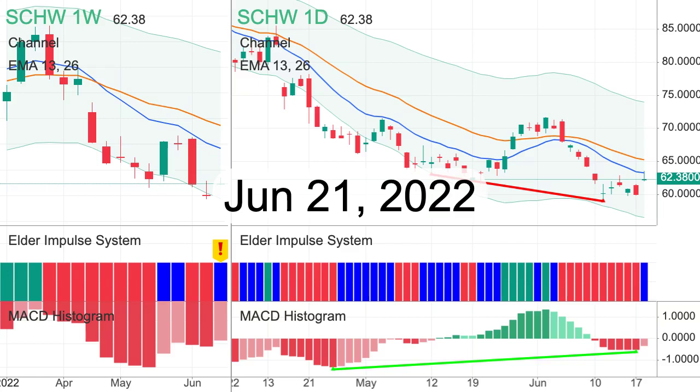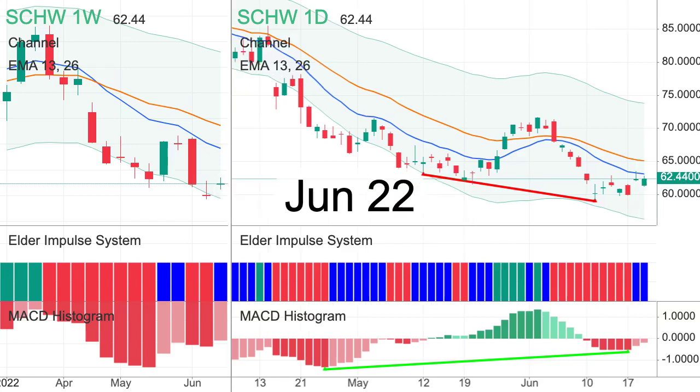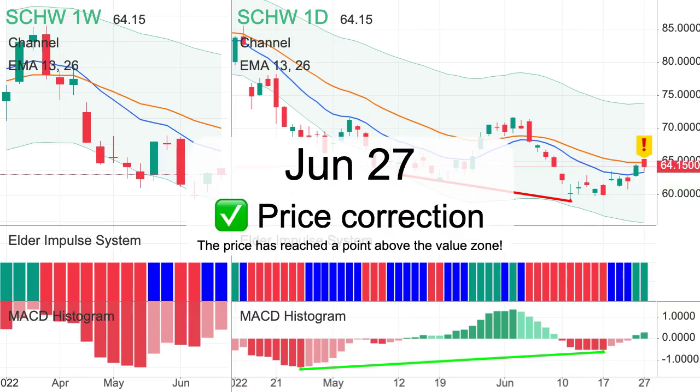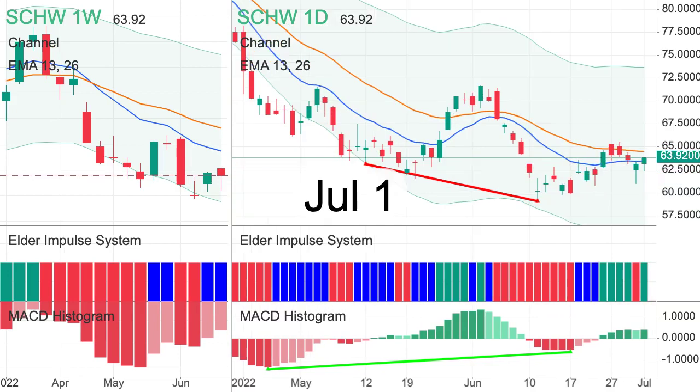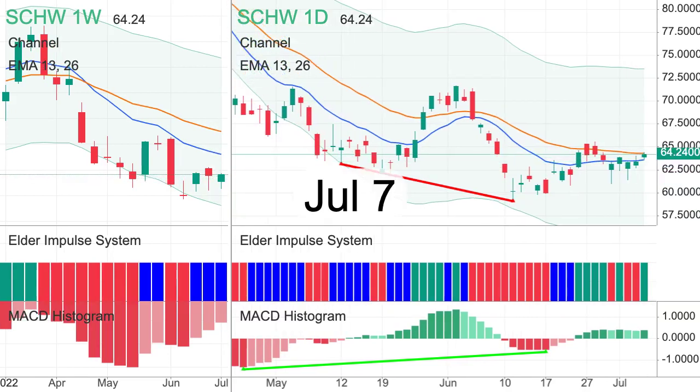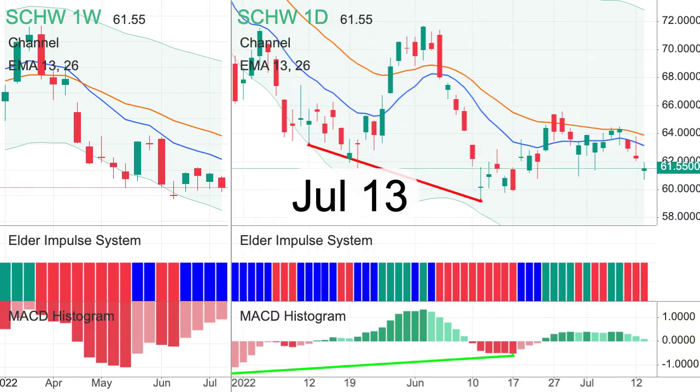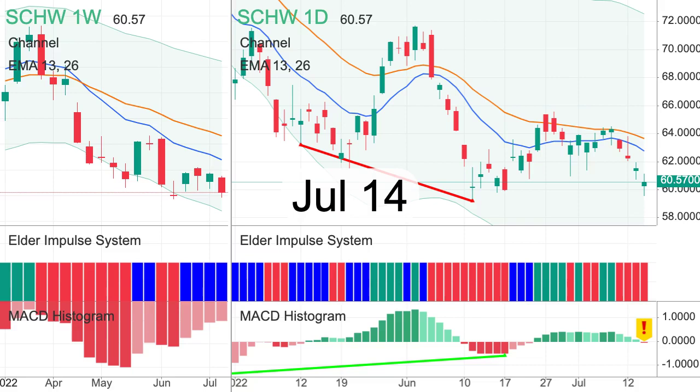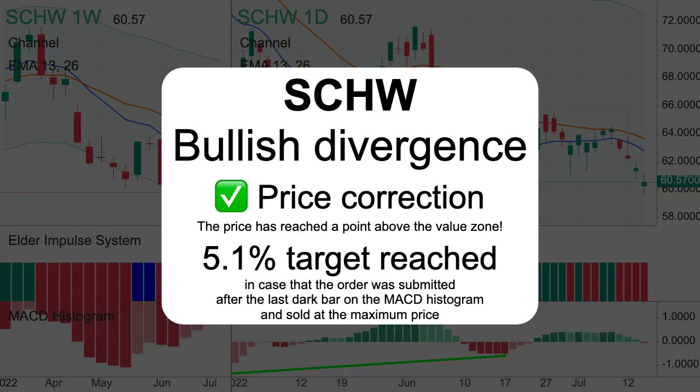There is a blue bar on an elder impulse system on the weekly chart. The price has reached a point above the value zone. MACD histogram crossed the zero line. 5.1% target reached.